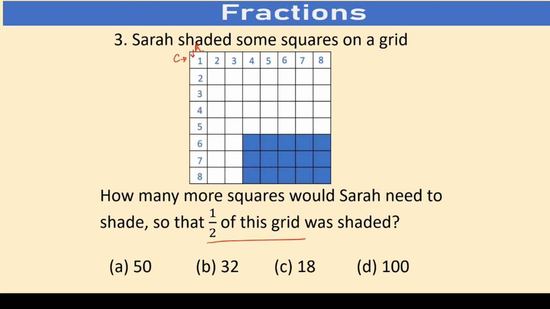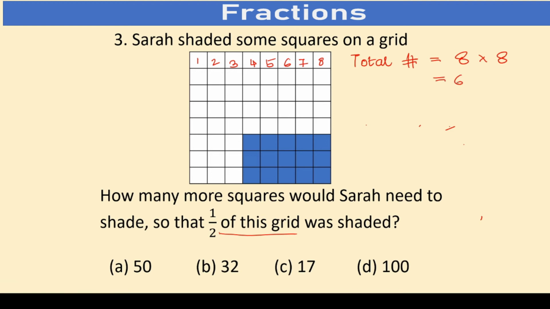So the total number of squares on the grid are 8 into 8. So the total number of squares would be equal to 8 times 8, which is equal to 64. Now we need to find half of 64. Now half of 64 is 1, 2, 3 and 4 rows, after the fourth row, because there are 8 rows in all.